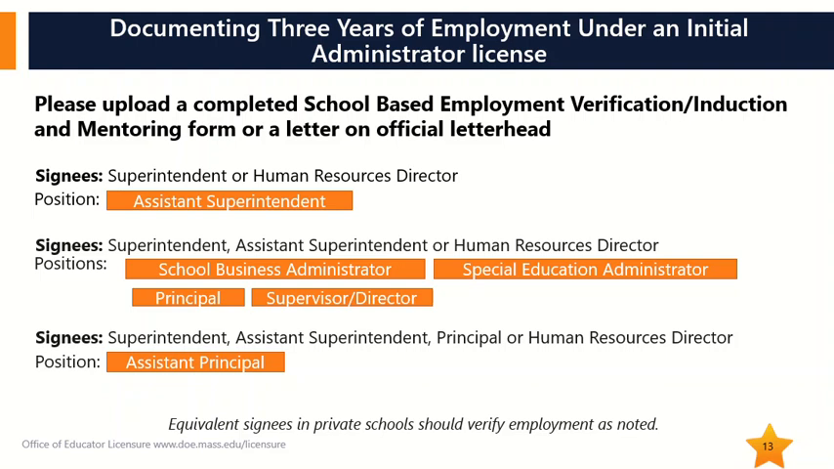Signees should verify employment as follows. The superintendent or the human resources director should verify employment as an assistant superintendent. The superintendent, assistant superintendent, or the human resources director should verify employment as a school business administrator, special education administrator, principal, or supervisor director. In addition, a principal, superintendent, assistant superintendent, or the human resources director should verify employment as an assistant principal.